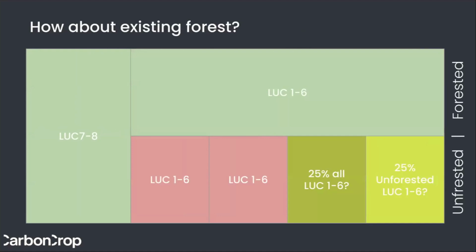If the 25% was of your unforested LUC 1 to 6 land, then that could actually be a relatively smaller fraction of your total land, because some of it's already forested and may or may not be registered. If it was 25% of all of your LUC 1 to 6 land, and you were able to distribute that only over your unforested land, because you've already got an exemption for pre-2025 forest for your forested stuff, that's going to be quite a different total entitlement to a forest.